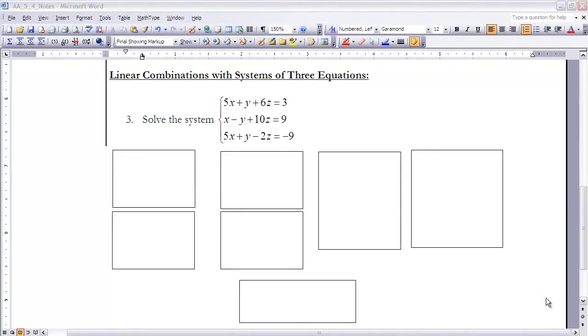Okay, the last thing I'd like to look at here is using linear combinations to solve a system of three equations. Now the process here is long, but as we go through it, make sure you get everything down and just try and follow the process that I'm using.